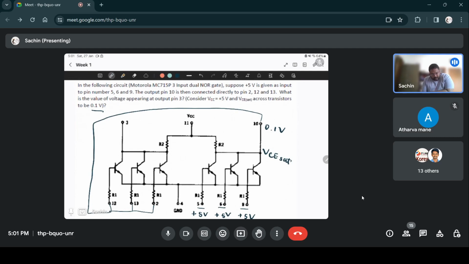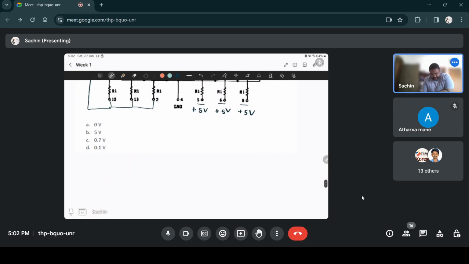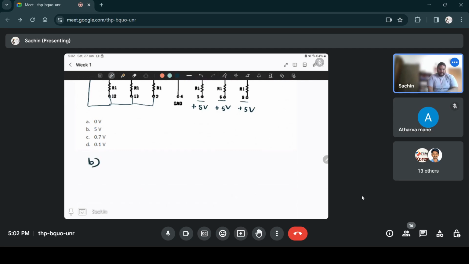So since 0.1 volts is a low voltage, that means all the inputs to all 3 transistors is low. That means all 3 transistors are off, and when the transistors are off, no current will flow through R2. So this entire VCC that is connected to 5 volts will appear across this second output pin, pin number 3. So the value of voltage appearing at output 3 is 5 volts. The answer is option B.